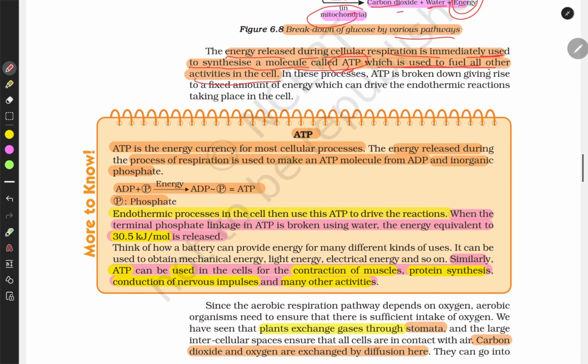What is ATP? ATP is an energy currency for most cellular processes. The energy released during respiration is used to make the ATP molecule from ADP and inorganic phosphate. When ADP reacts with one phosphate molecule, it creates ATP. ADP is a diphosphate, and this is a triphosphate.